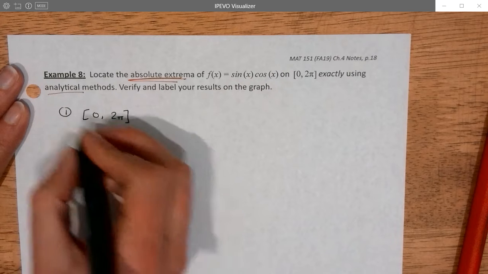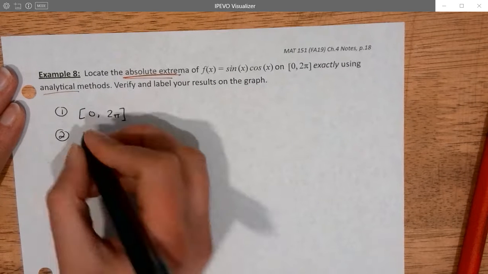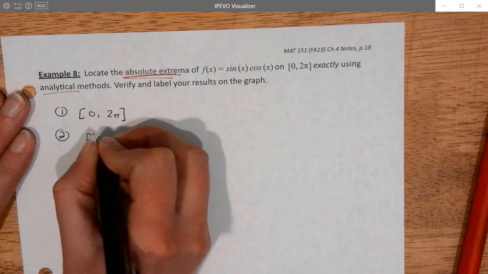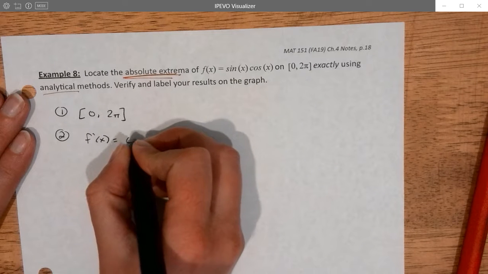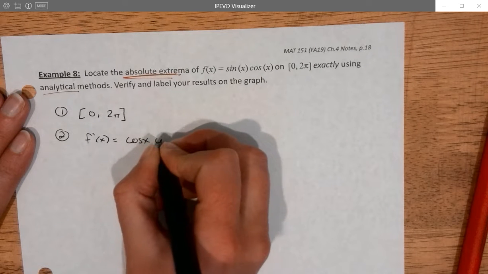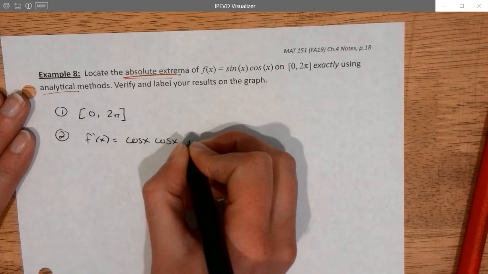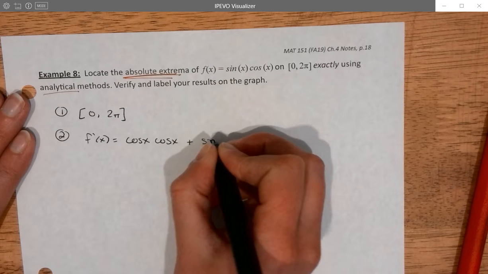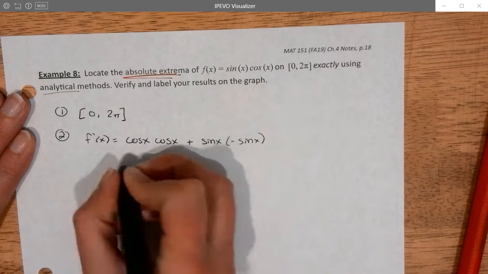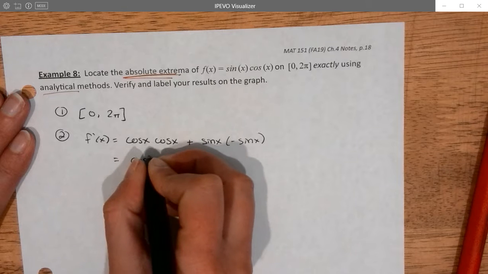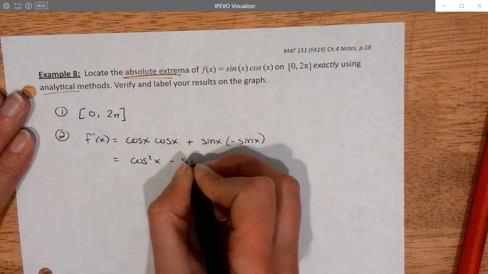The second thing I need is the derivative. I'm going to use the product rule to find the derivative. So f prime of x is, if I take the derivative of sine of x, that's cosine of x, and then leave cosine of x alone, plus the reverse. Leave the sine of x alone, take the derivative of cosine of x, which is negative sine of x. So this derivative is cosine squared of x minus sine squared of x.